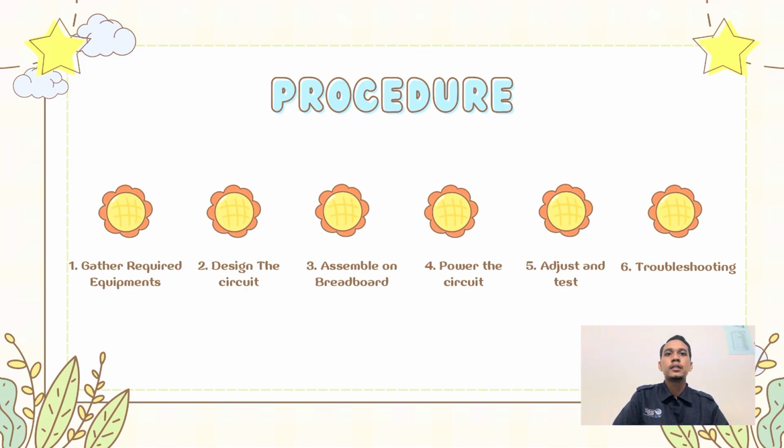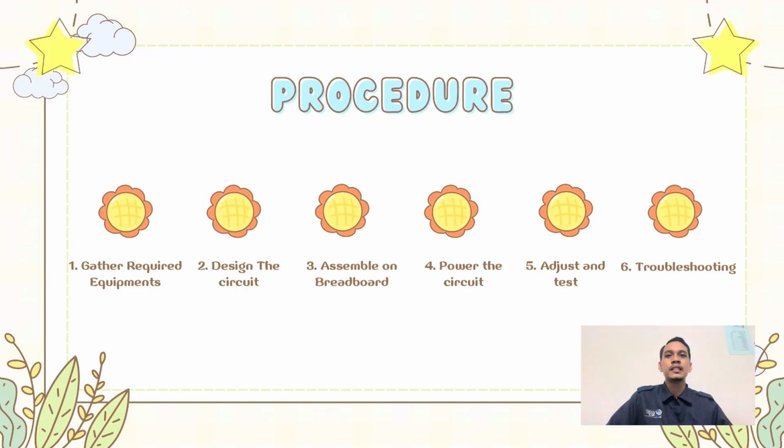The next phase is connect the power. We connect the 12 volt DC supply to the circuit. Then we verify that the positive terminal goes to VCC, which is pin 8 of the 555 IC, and the negative to the ground, pin 1.